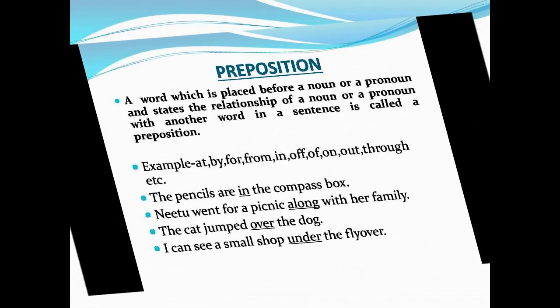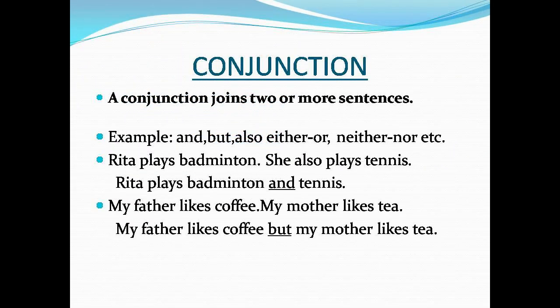Next, coming to the conjunction. Conjunction is very important. A conjunction joins two or more sentences or phrases or clauses, etc. It depends on the sentence. For example, you can join these sentences by using and, but, also, either, or, neither, nor, etc. I've used these words in examples. Rita plays badminton. This is one part of it. The other part of the same sentence is she also plays tennis.